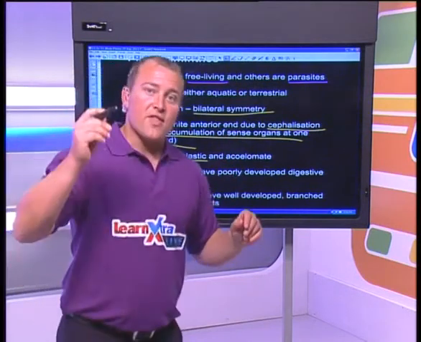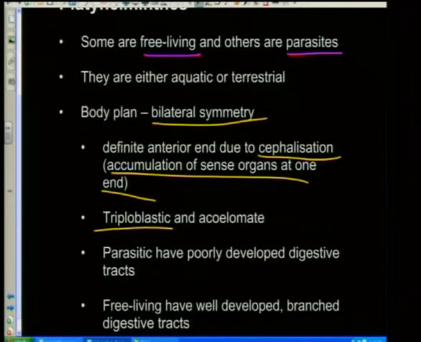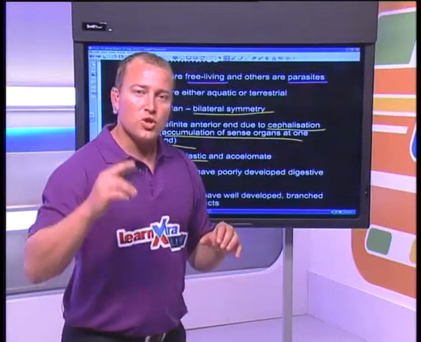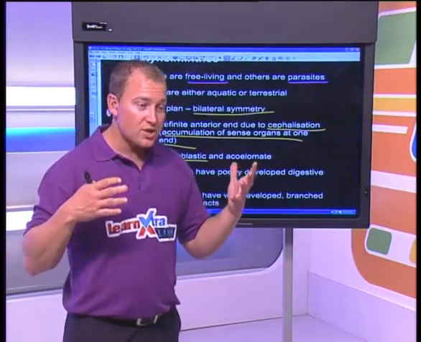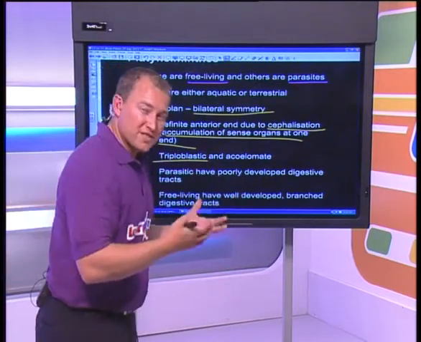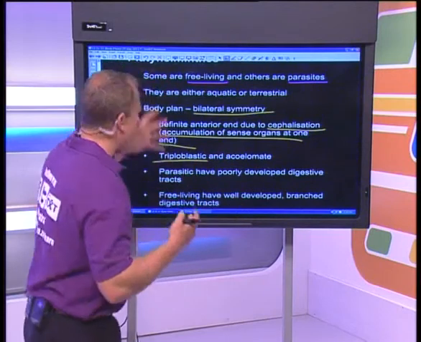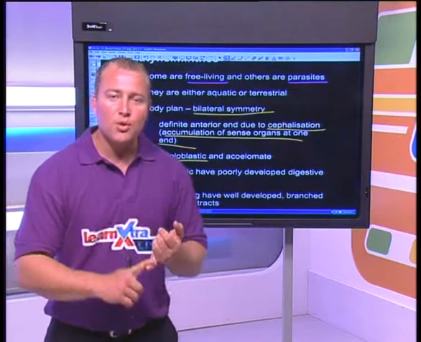Next thing is, the parasites have a poorly developed digestive system. Now if you look at this worm, this is completely different to everything else we've done. Everything was acelomate, with a different type of symmetry, and they didn't have a through gut. This is the first animal with a through gut.